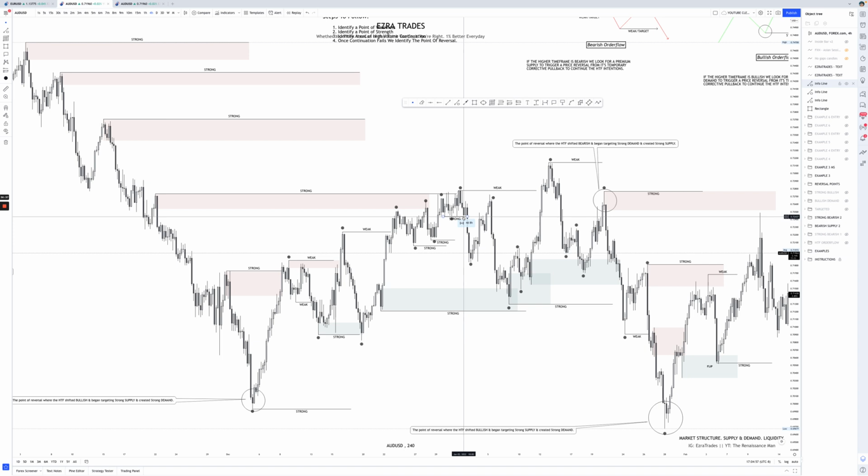Now, internally, we could see that, well, actually this high broke structure to the downside internally and took out 1, 2, 3 strong levels, right? But we also know that what? Well, we want to see price come into what?